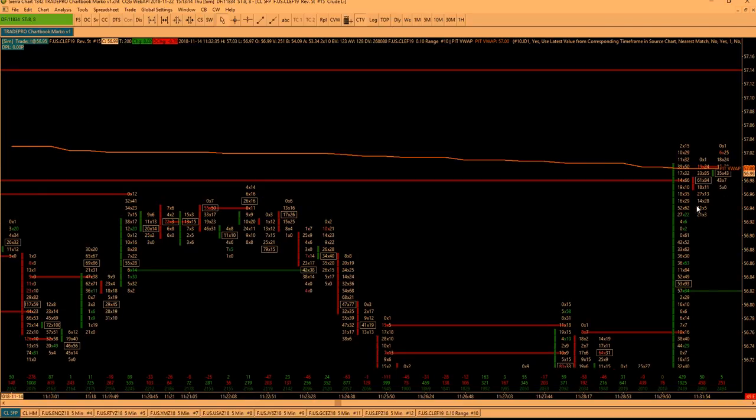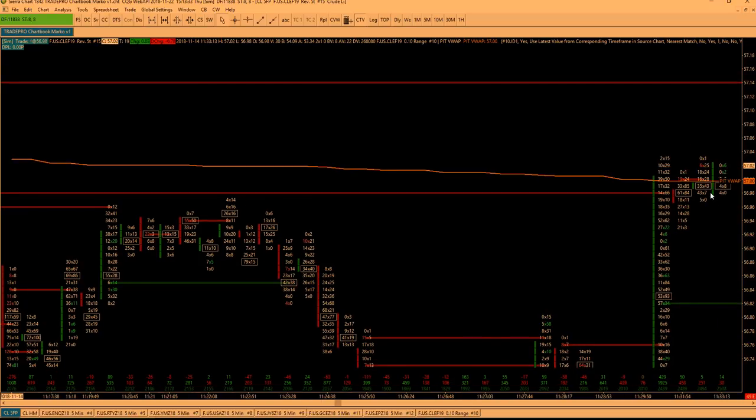So this next rotation here, what you can start seeing is that we've got sell imbalances coming into the market, indicating that sellers are starting to step in around this level. We can also see some no auctions up here, the 0x1 print, 0x1 print, indicating there's very little activity up here.